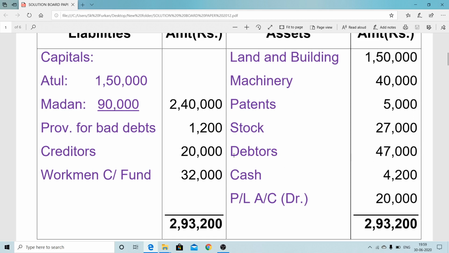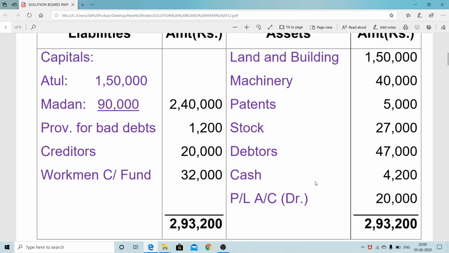Here on the asset side, there is no deduction of provision for doubtful debt or bad debt. But in this question, the provision for doubtful debt is provided on the liability side, shown as a current liability. The matter is the same: we can deduct it from the debtors' side. If you deduct 1,200 from debtors, the total balance sheet amount will decrease by 1,200, and the provision for bad debt will not be there on the liability side. Here also 1,200 will decrease, meaning 2,92,000 on both sides.